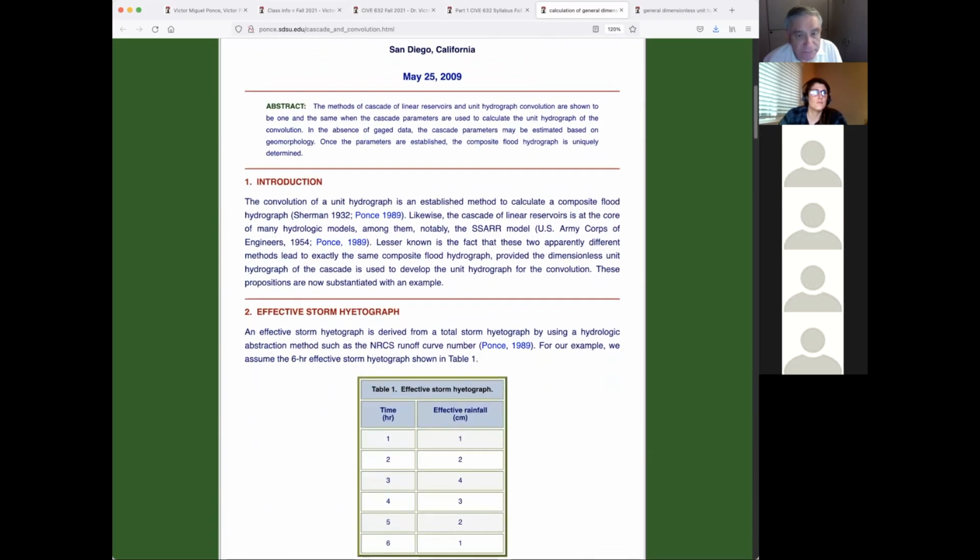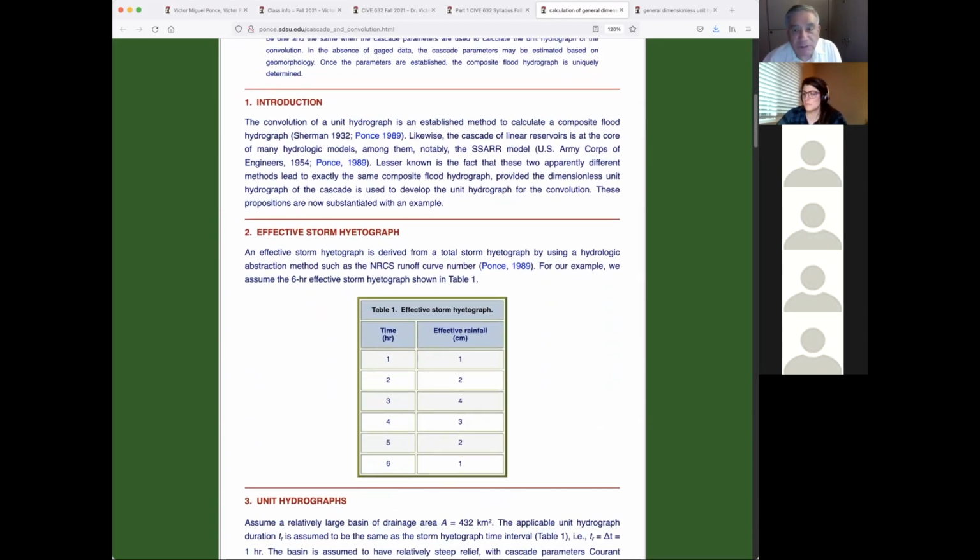The convolution is an established method. Sherman, 1932. He was not the first one, but he was the first one that got the credit. That happens, by the way, in the real world. Number two usually gets the credit. Number one, nobody really knows, and so forth. Sherman was definitely number two. Likewise, the Cascade of linear reservoirs is at the core of many hydrologic models, among them the SAR model.